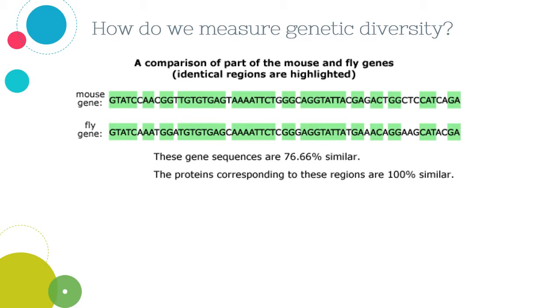So how do we measure genetic diversity? Here we're looking at a mouse gene and a fly gene. These are the same gene, and we have mostly identical sequences. Each of these letters is called a nucleotide.